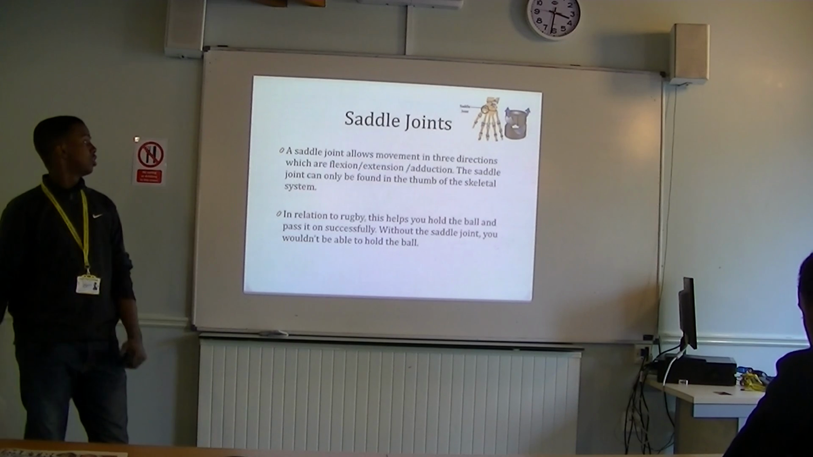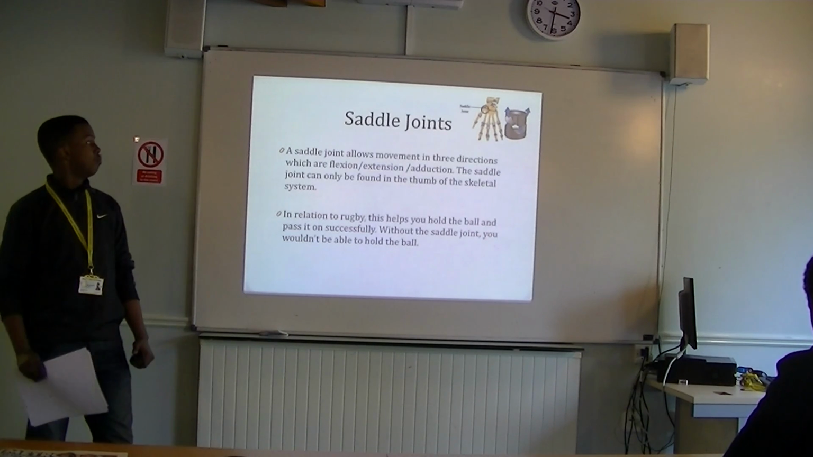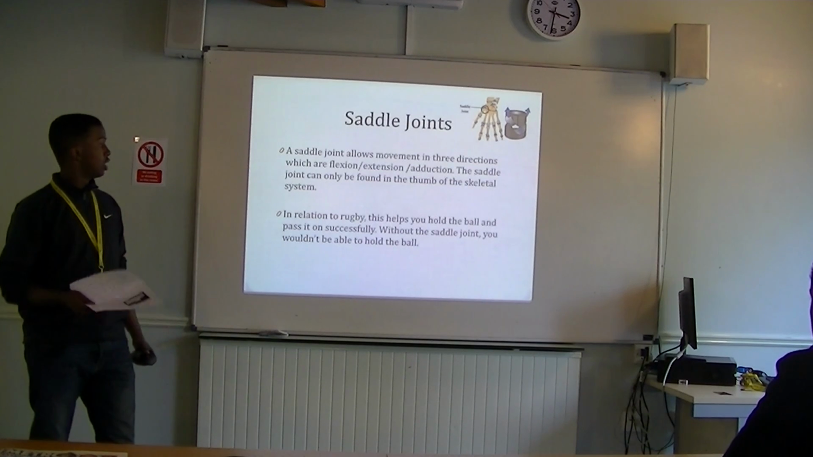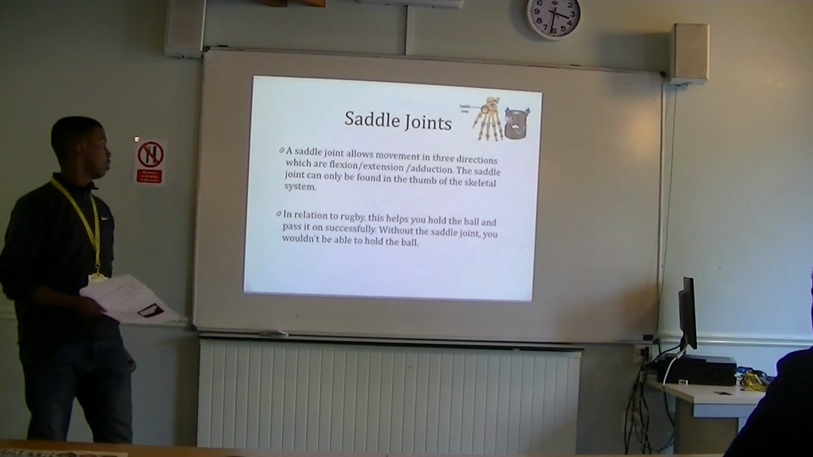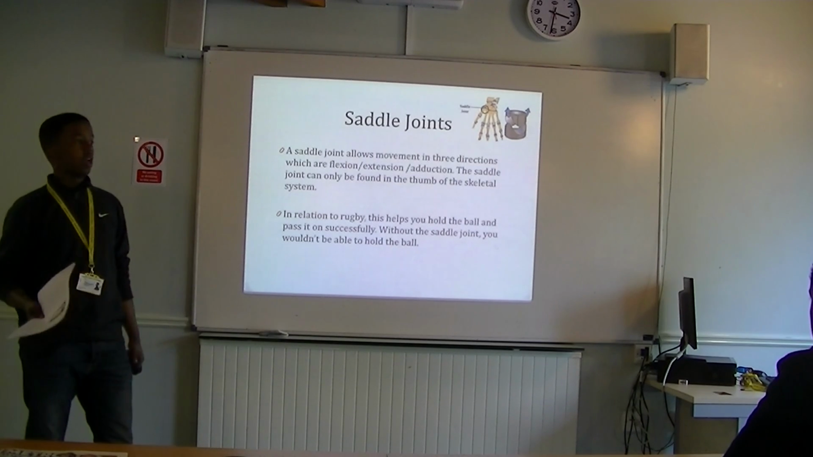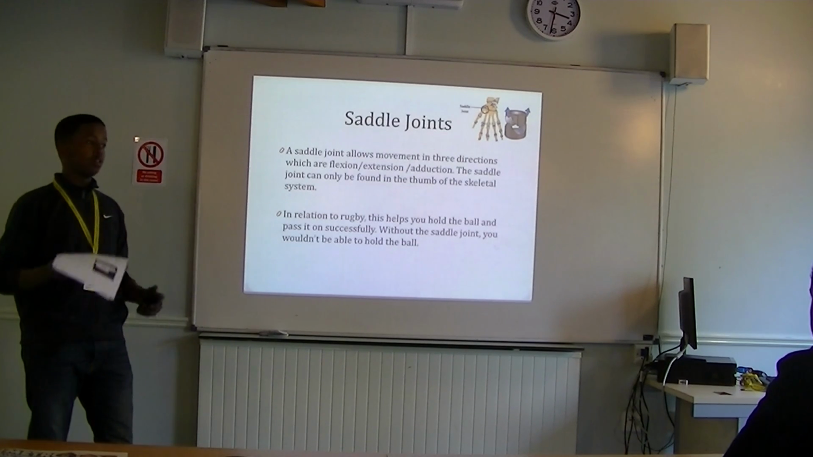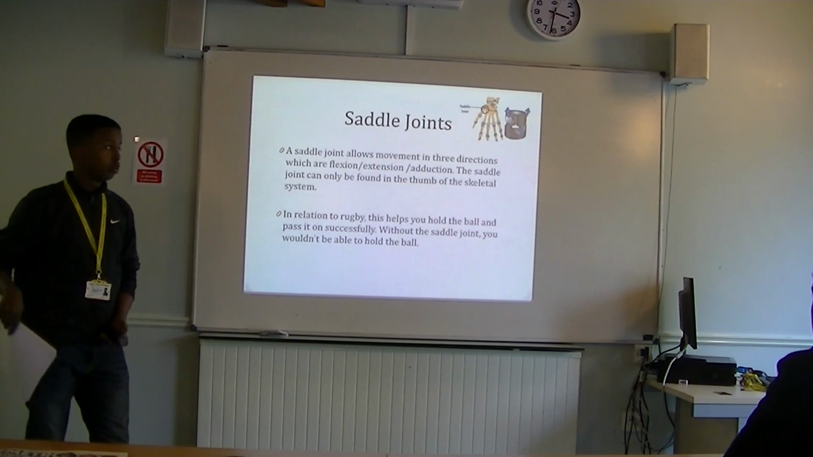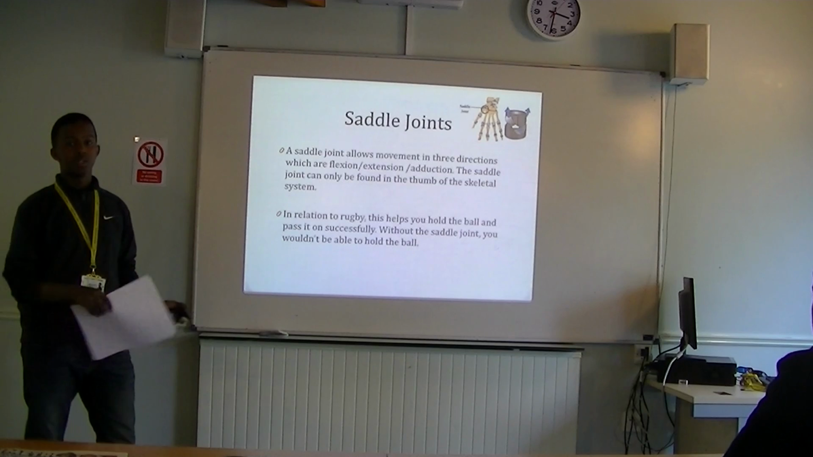The saddle joints. The saddle joint allows movement in three directions. These are called flexion, extension, and adduction. The saddle joints can only be found in the thumb of the skeletal system. So, in relation to rugby, while you have the ball in your hand, you need to use these joints to be able to pass to your teammate.